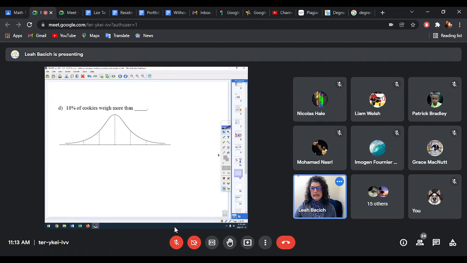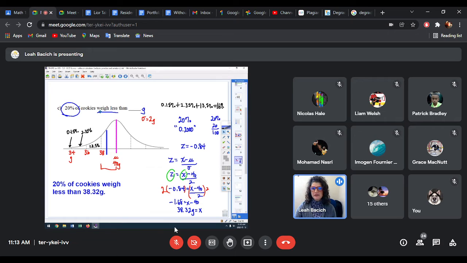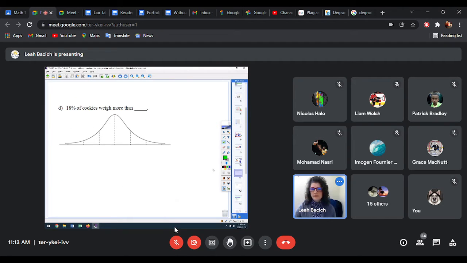Okay, same question. 20% of cookies weigh less than. So if I just do this to remind you, less than means the area to the left. If I asked you what percentage weighed more, I'd be looking for this area above the curve. So that brings us to the next question.